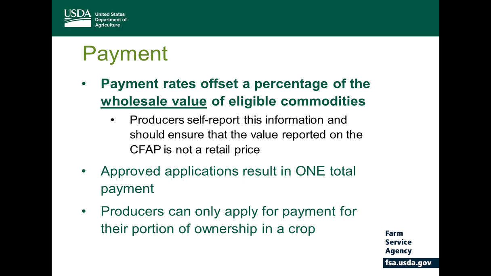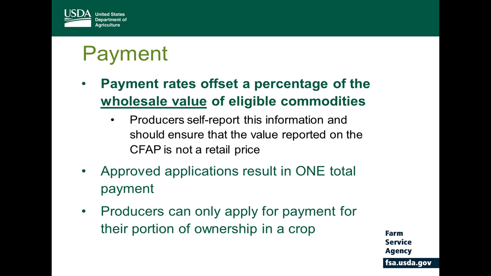So payment rates. The payment rates offset a percentage of the wholesale value of these eligible commodities. Producers, just as we've talked about earlier today, self-certify. They are expected to come in and provide the FSA county office with a certification of what their wholesale value is. It's important that they maintain records to support that in case there is a spot check.